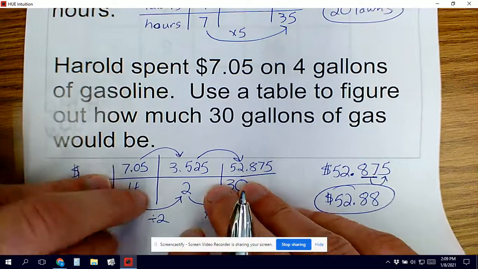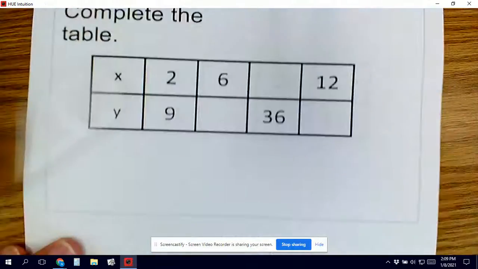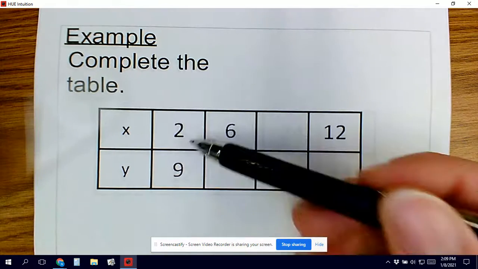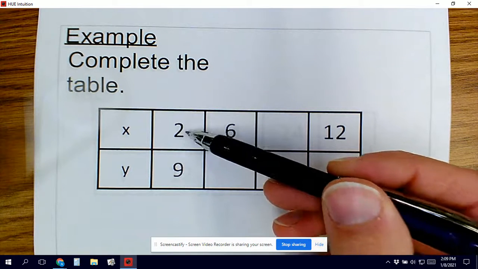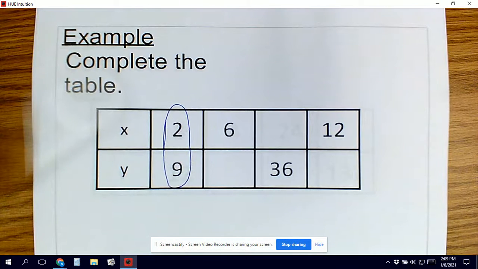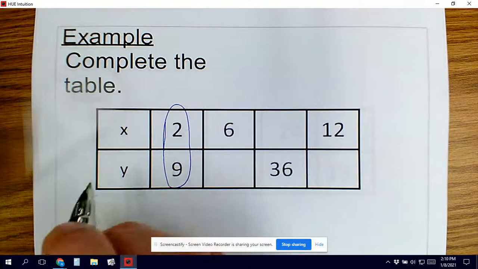All right, one last example I want to talk about. There will be situations where you are just given a table of values with a bunch of holes in it. And it's going to be your task to use equivalent ratios to fill in the blanks. So whenever you're given a table, the first step is to find a completed ratio. The only place I have a completed ratio here is 2 to 9. So that's going to be my starting point. Now you're looking for common factors, common multiples, ways you can multiplicatively move between your rates or ratios.